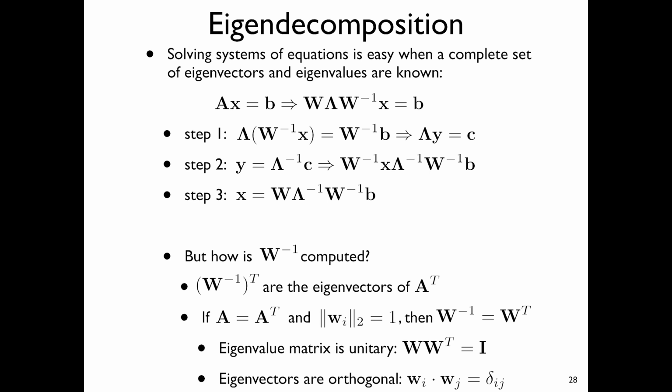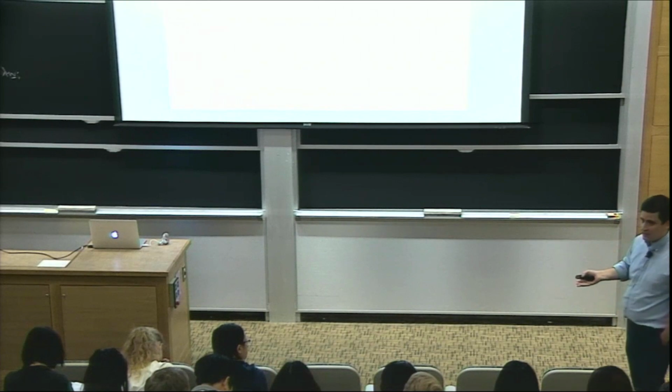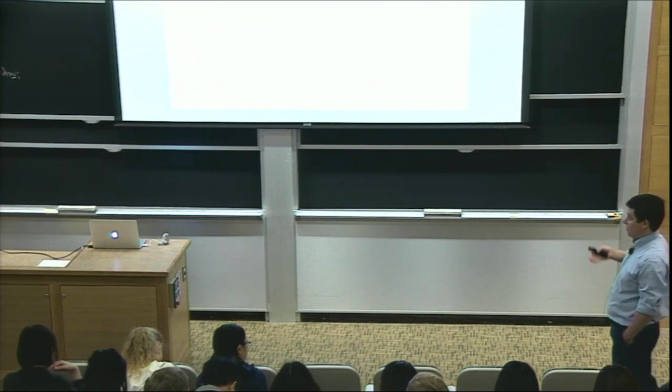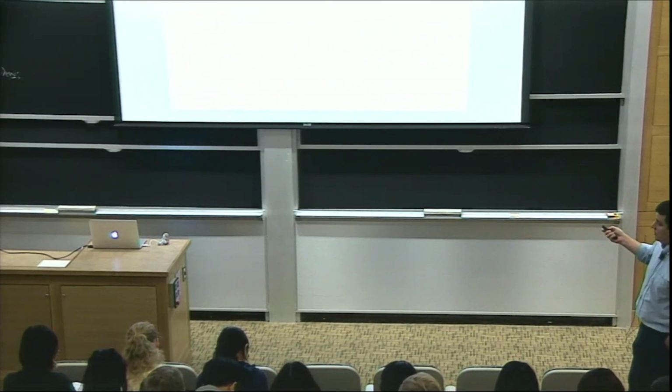Okay, now all I need to do is substitute for what I called Y and what I called C. So Y was W inverse times X. That's equal to lambda inverse times W inverse times B. And so I multiply both sides of this equation by W, and I get X is W, lambda inverse, W inverse B. Okay, so if I knew the eigenvalues and eigenvectors, I can really easily solve a system of equations. If I did this decomposition, I could solve many systems of equations. They're simple to solve with just matrix-matrix multiplication.